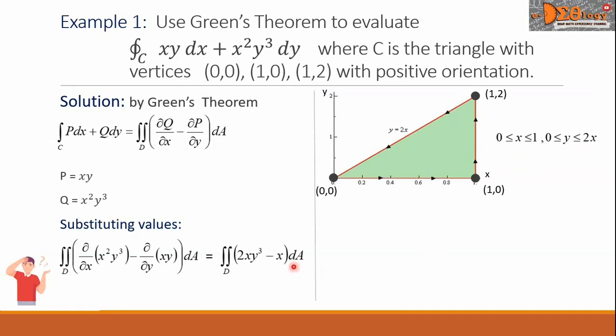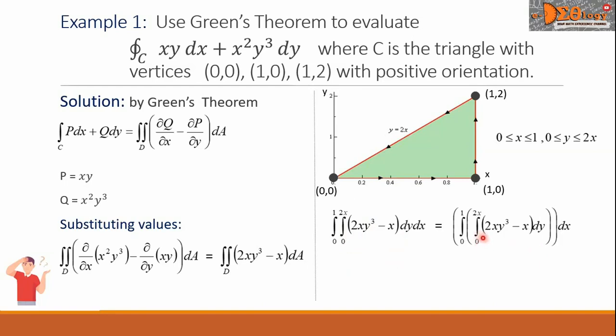Let us redefine our dA. We change this to be dy dx. And then let us write the corresponding limits of the double integral. For the first integral, that is for the dx, we write from 0 to 1. And for the second integral, corresponding to the dy, we write from 0 to 2x. Let us start the integration from the inner integral.